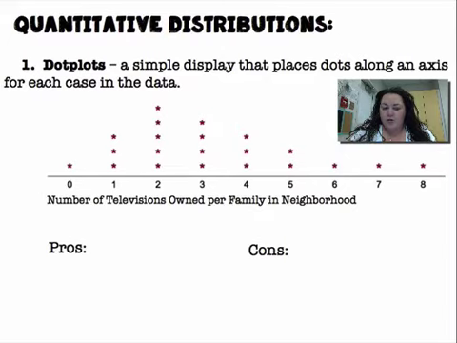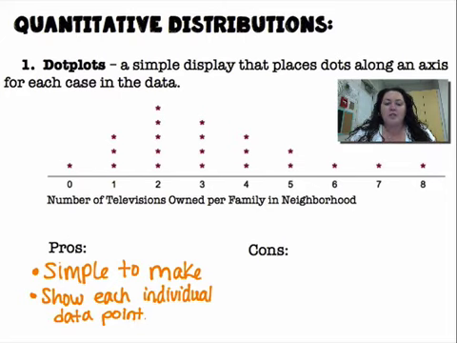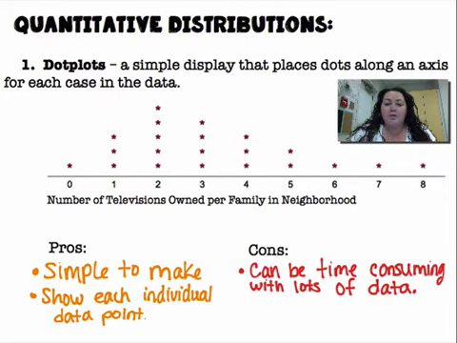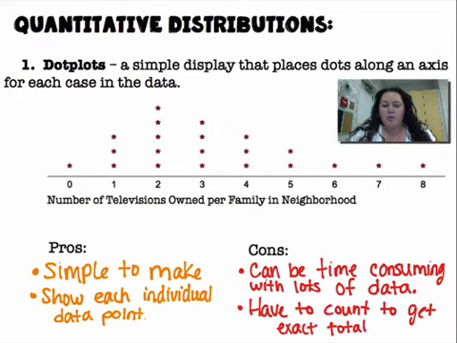So, here's an example. Some of the pros to making a dot plot is that it's simple to make and it shows each individual data point. The cons would be that it can be very time consuming if you have a lot of data. Also, you have to count to get the exact total. So if they just give you the picture, you have to count each dot to figure out the sample size.